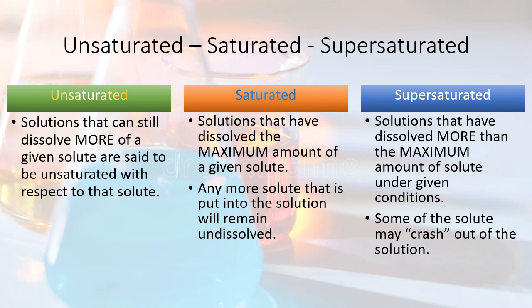We put a tablespoon scoop of sugar in our tea, and we stir it and dissolve it. At that point, you can probably imagine that another tablespoon scoop of sugar would dissolve in the water. And at that point, we would call the solution unsaturated, meaning that it can still hold more of the solute. The solvent water can hold more of the solute sugar.